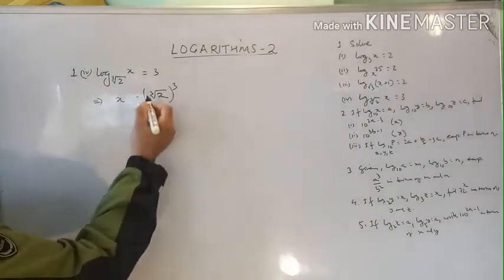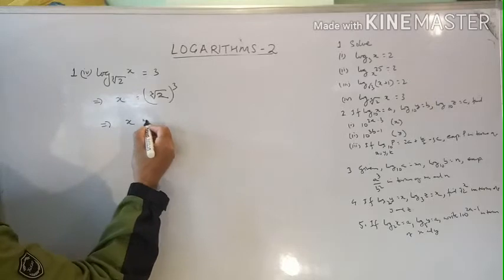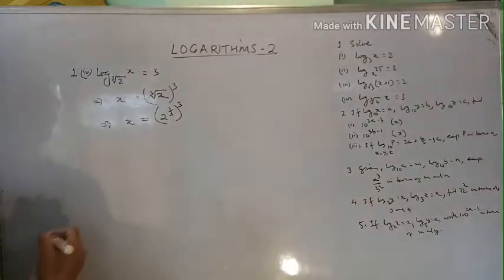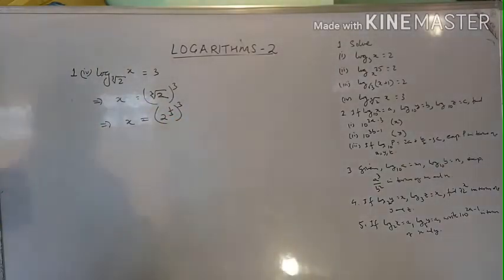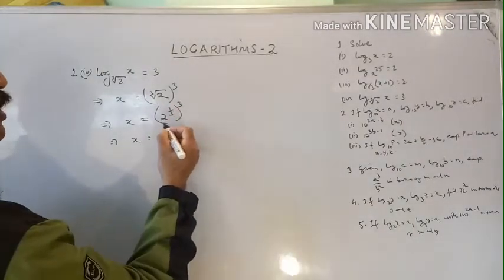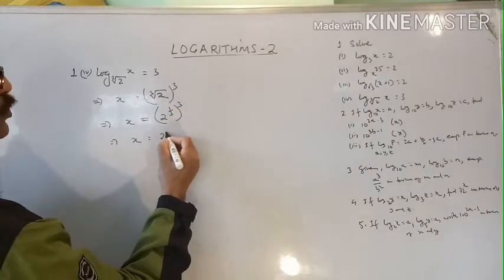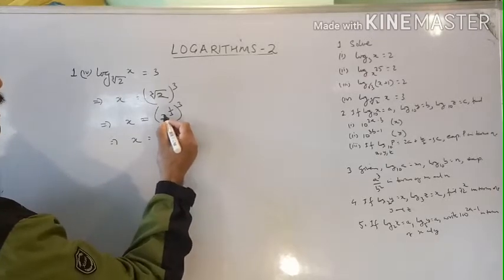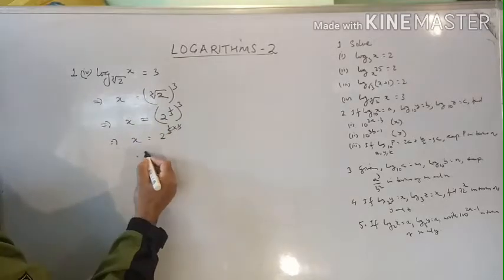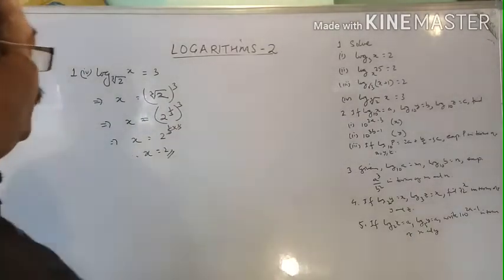By using the property of exponents, you can write this cube root as a fractional power. So you can write x equal to 2 to the power 1 by 3, to the power 3. Now when a power is raised to a power, the exponents multiply. So 1 by 3 into 3 will be 1, so you will get only 2. If any power is raised to another power, exponents are multiplied, so the 3 cancels. So finally x equal to 2. That is the answer. Okay, this is to solve for x.